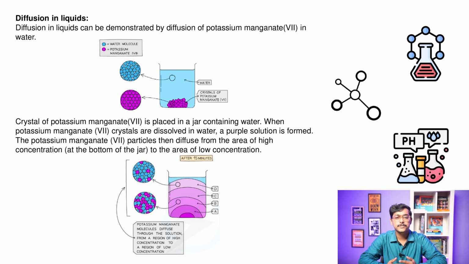Now, let us move on to diffusion of liquids. Diffusion of liquids can be demonstrated by the diffusion of potassium manganate in water. The crystals of potassium manganate are placed in a jar containing water. When the potassium manganate crystals dissolve in water, a purple solution is formed. The potassium manganate particles diffuse from an area of high concentration to an area of low concentration. So the purple color of the solution moves upwards until the color is evenly spread out throughout the water in the jar. The diagram below shows how the whole process takes place over time.